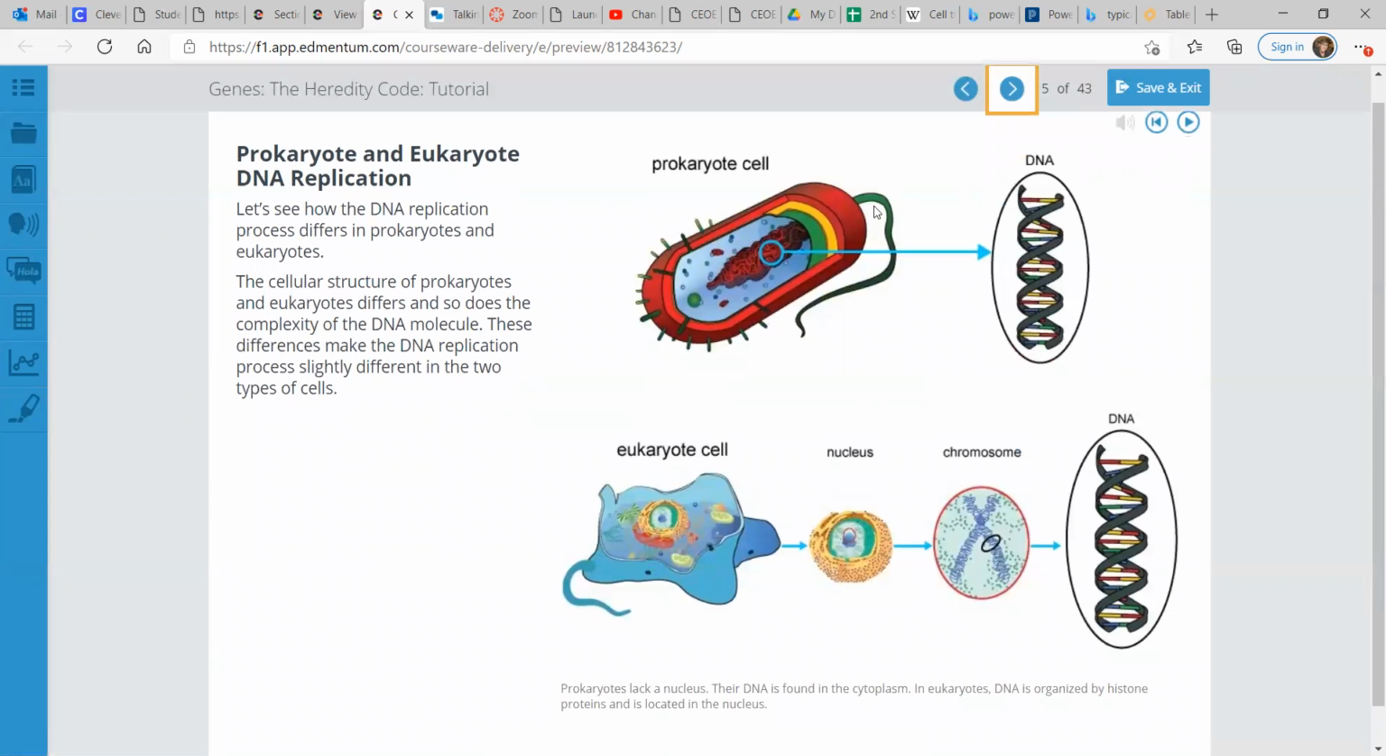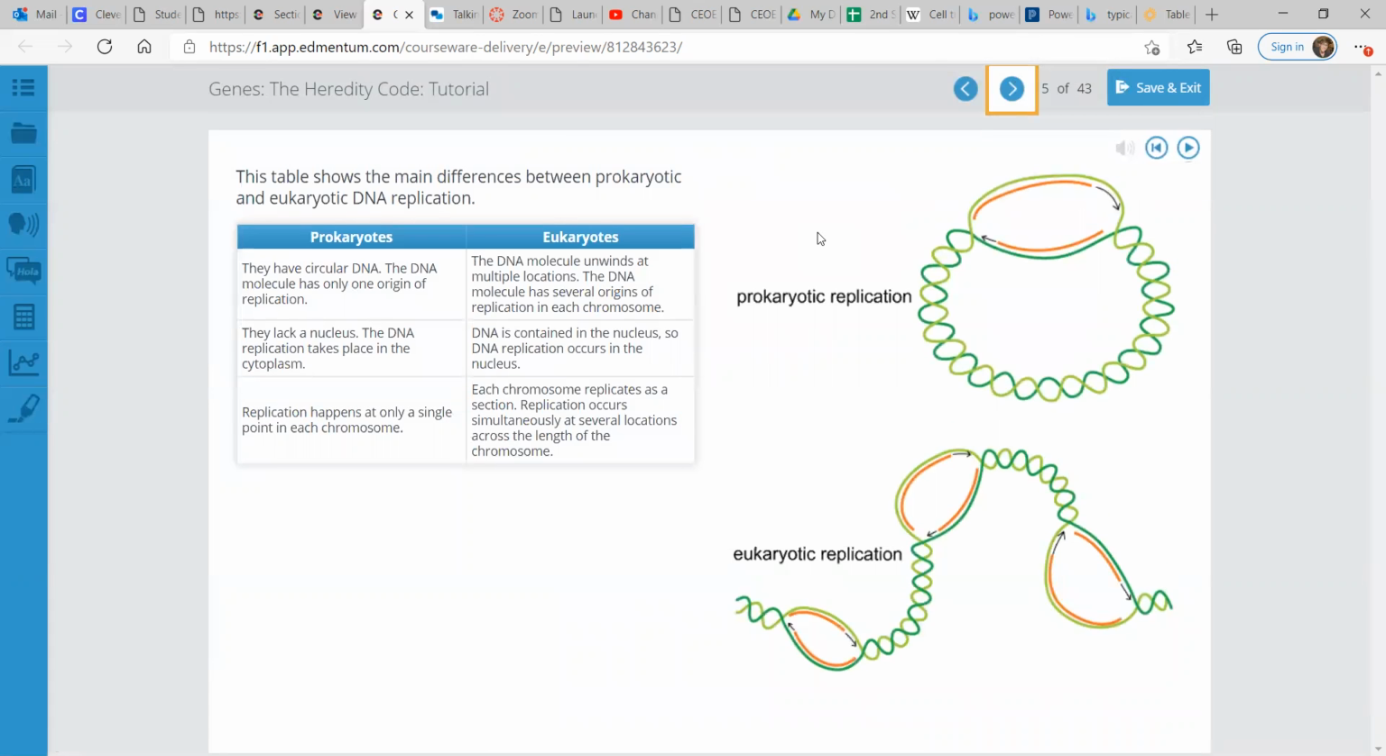Prokaryote and eukaryote DNA replication. Let's see how the DNA replication process differs in prokaryotes and eukaryotes. The top gives us the prokaryote cell and the eukaryote cell. Cellular structures of prokaryotes and eukaryotes differ, and so does the complexity of the DNA molecule. These differences make the DNA replication process slightly different in the two types of cells.